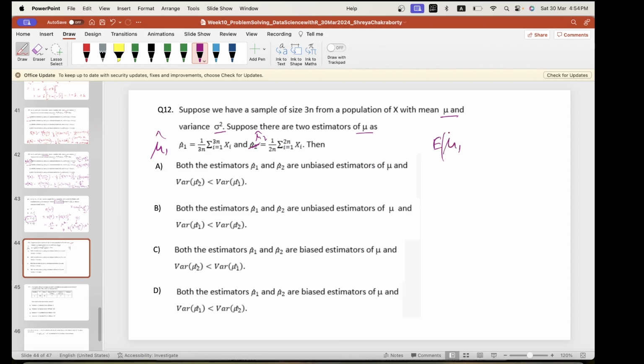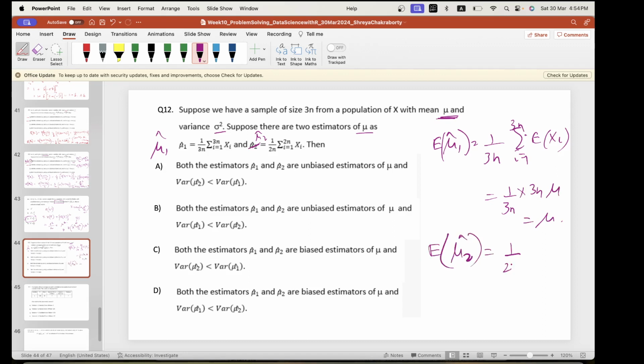So expectation of mu1 hat is as usual 1 by 3n summation i equal to 1 to 3n expectation of xi, that is mu. So this is 1 by 3n into 3n mu, so this is mu. And expectation of mu2 hat is the same, 1 by 2n summation i equal to 1 to 2n expectation of xi, so this will be 1 by 2n into 2n mu, that is mu. So both are unbiased. We would choose option A and B.